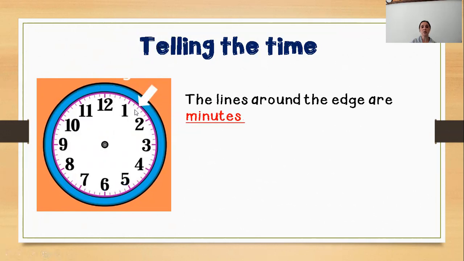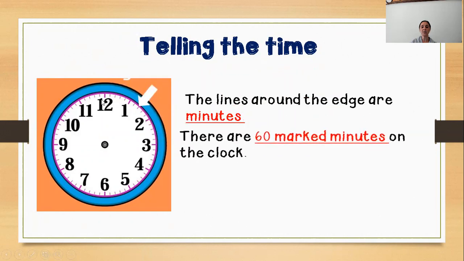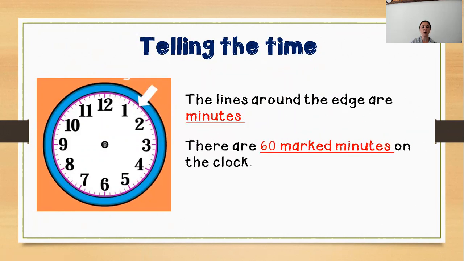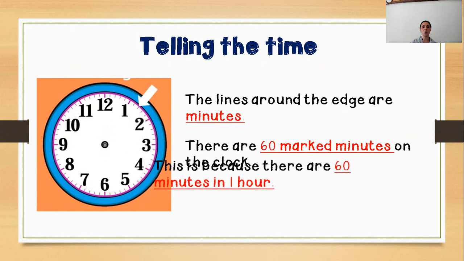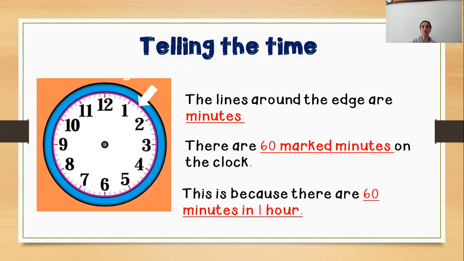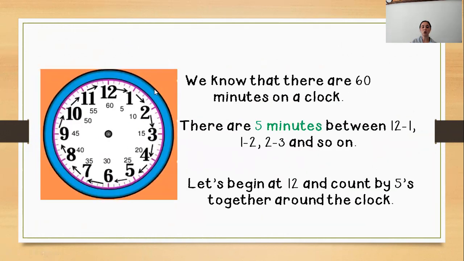So if we had to go right around the clock over here with the minutes and count them, you would actually see that there are 60 marked minutes on the clock. The reason that there are 60 marked minutes on the clock is because there is 60 minutes in 1 hour. Okay, so now let's have a look. I told you that there are 60 minutes on a clock, which makes up 1 hour. Each marking from 12 to 1 on the minute markings means 5 minutes.